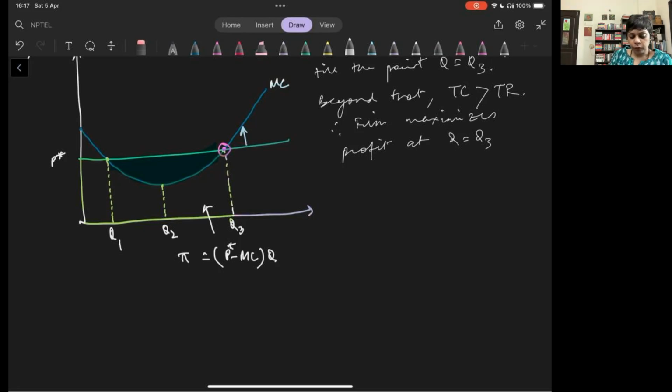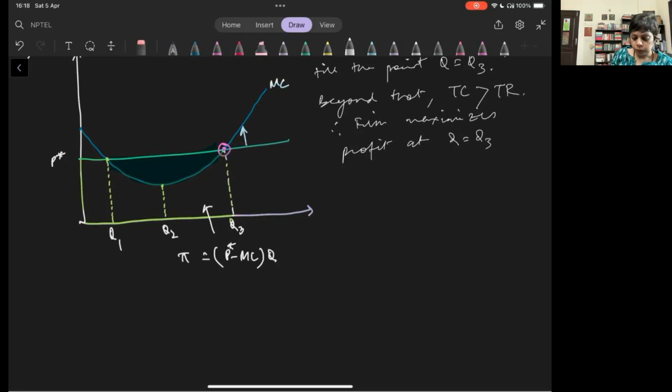So here you can see that Q1 is actually the point at which the firm is starting to increase its profit. Before the point Q is equal to Q1, the firm has no incentive to operate because marginal cost is greater than the price, which means the total cost is greater than total revenue. So it is not going to operate at all before Q1. Only after Q1 does the firm even have a reason to operate. And after Q1, as it goes on increasing its quantity, its profit goes on increasing until Q3. So Q3 is the point of maximum.